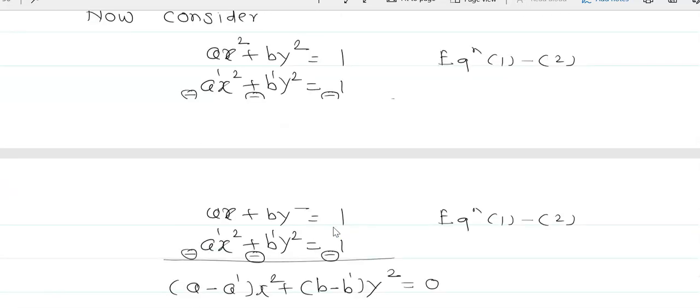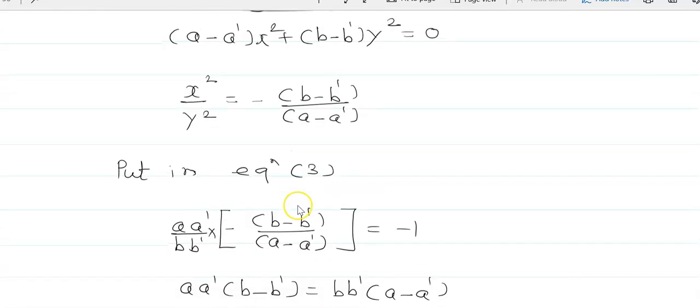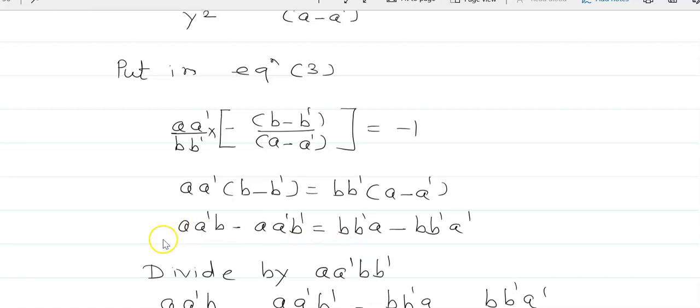If we substitute the value of x²/y² in this equation, we will get the required proof. Therefore, aa'/bb' × (−(b − b')/(a − a')) = −1. Therefore, a'(b − b') = b'(a − a'). If you simplify this, you will get a'b − a'b' = b'a − b'a'.